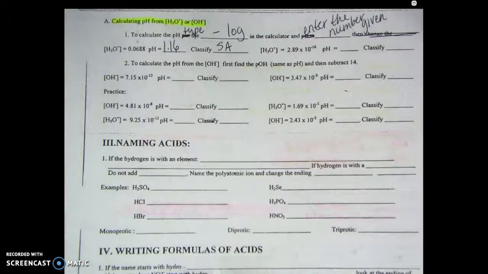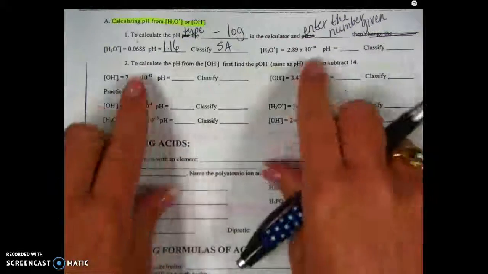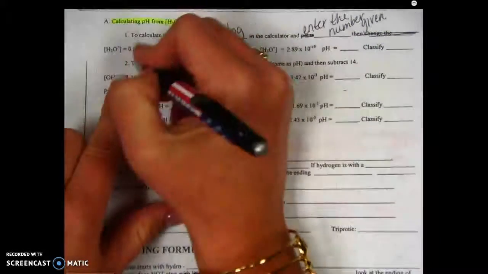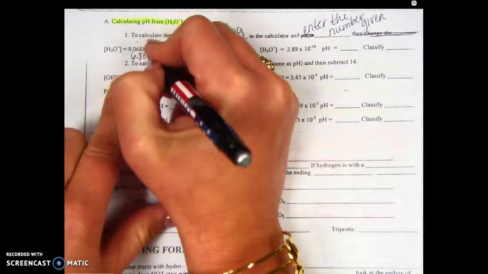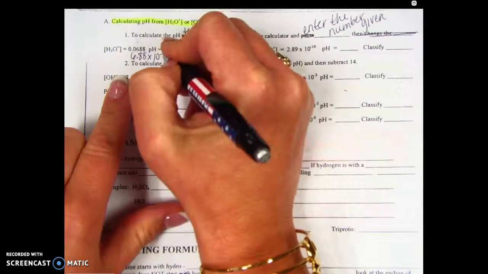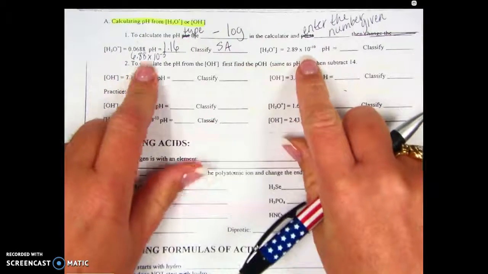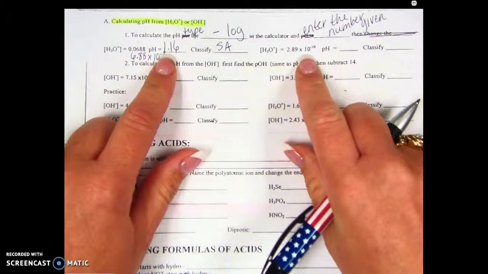Okay? Now, every time we put a number in a calculator, I want us to make sure that that number makes sense. So let's look at this number in scientific notation. It would be 6.88 times 10 to the negative third. And it has a very low pH.